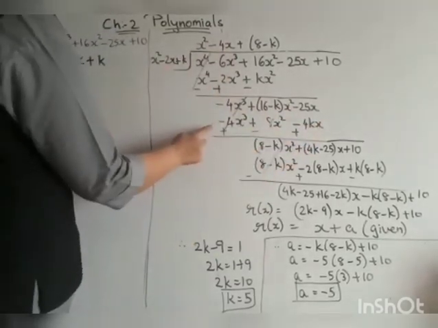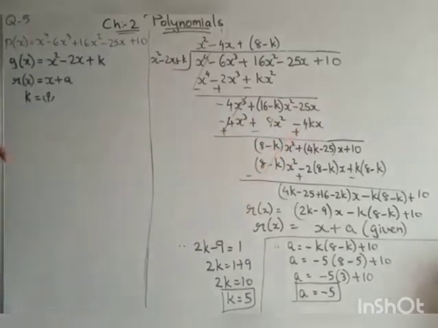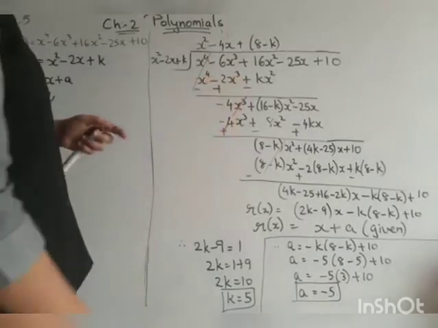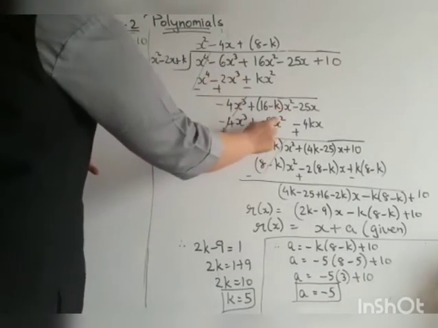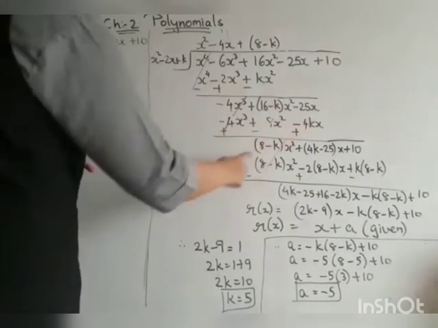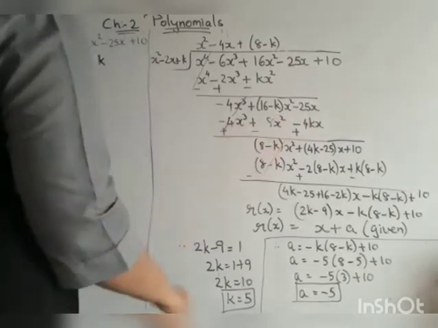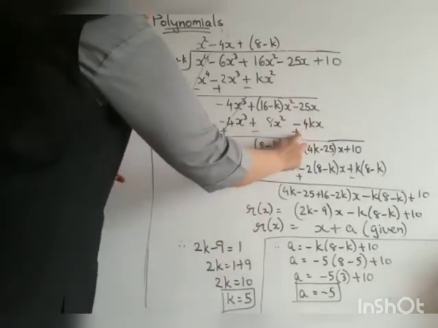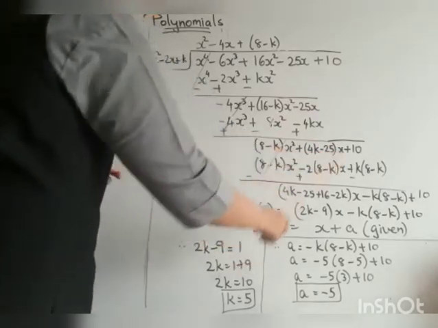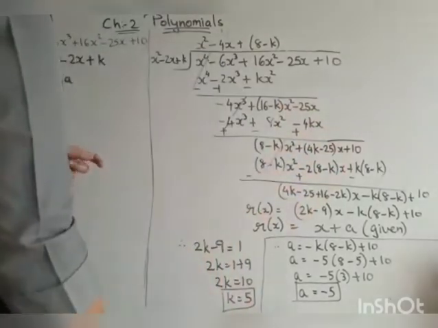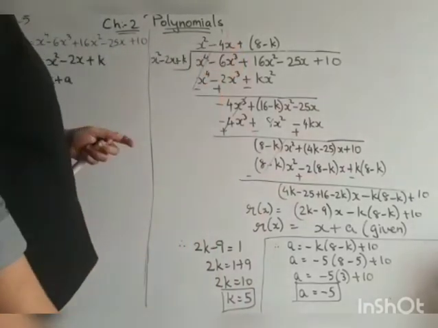Now again sign change, minus becomes plus, plus becomes minus, minus becomes plus. Minus 4x cube plus 4x cube cut. Now here you can see plus 16 minus k x square minus 8x square. So 16 minus 8 will be 8 minus k x square. Now here you can see plus 4k minus 25x, so here you will write plus 4k minus 25x. Bring down plus 10. Now here the plus sign is there, so here we are going to keep the plus sign.